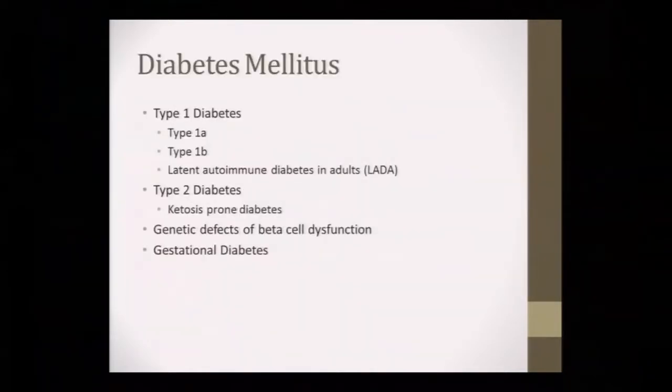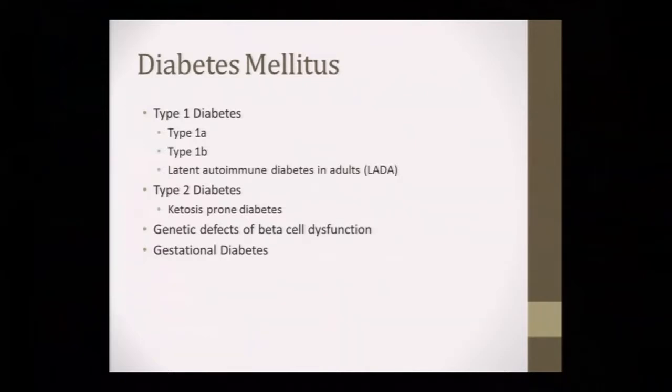So I'm just going to give an overview. I know everybody knows what diabetes is and the different types, so this is just a simple overview, and then I'll get more into ketosis-prone diabetes. Type 1, obviously, is mainly destruction of your pancreatic beta cells that leads to an absolute insulin deficiency. So all of these patients need insulin because you don't have your beta cells to secrete it.